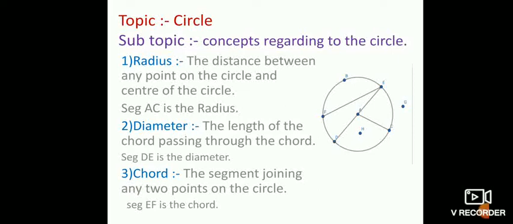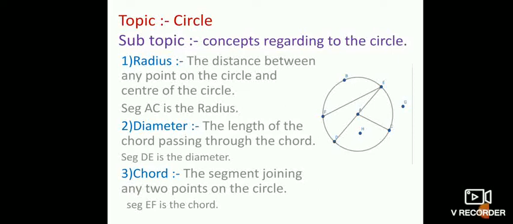Then chord. The segment joining any 2 points on the circle is called the chord. In the figure, the points E and F lie on the circle and therefore the segment joining the points E and F is called the chord.